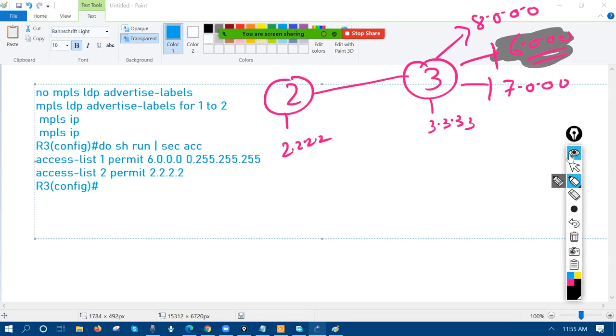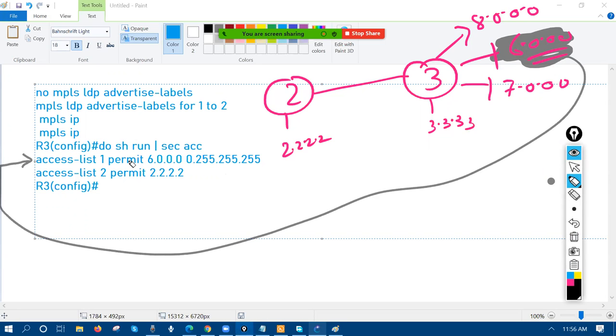So what happened? First, I need to create the ACL, right? First, I need to match the route. So I have created the ACL: permit 6.0.0.0. Then I said, please advertise the label by using which protocol? LDP. You can use TDP as well, right? Please advertise the label by using LDP for which route? ACL number 1. And ACL number 1 is calling to which neighbor?